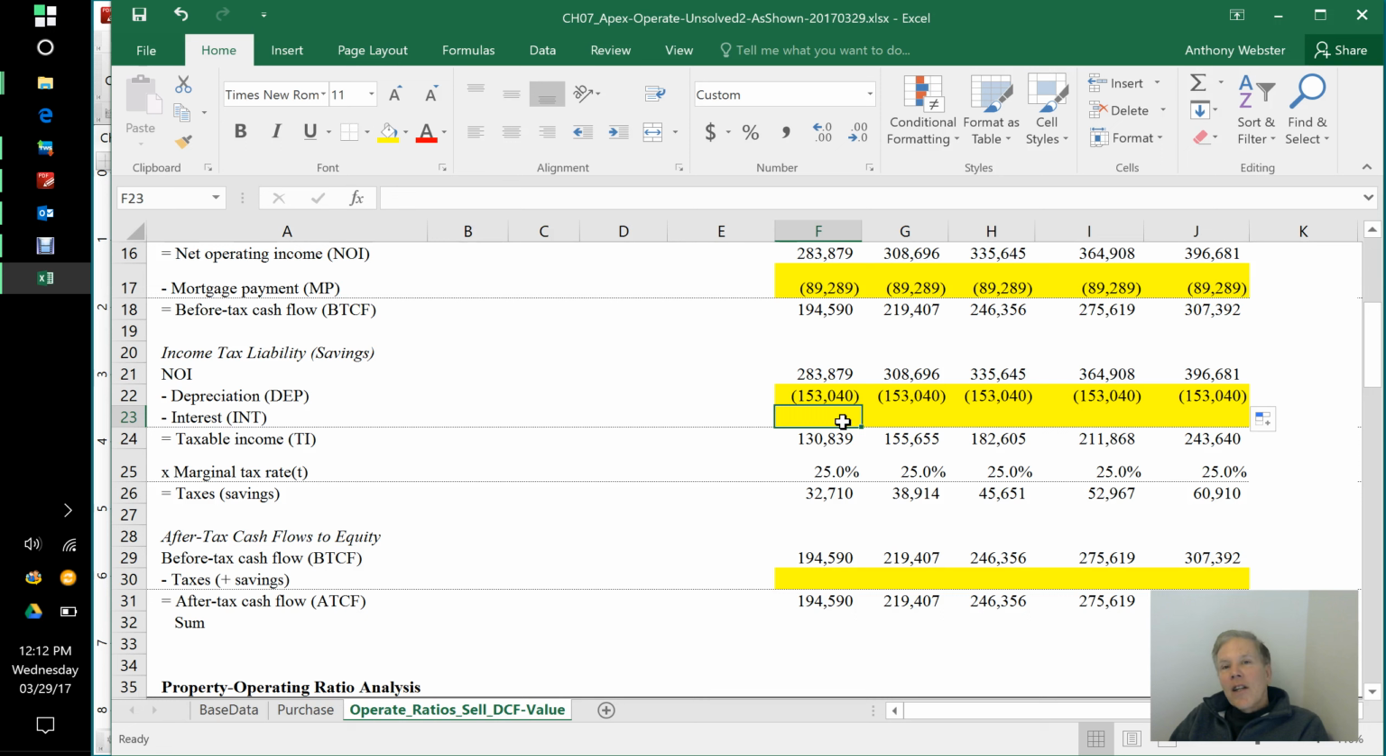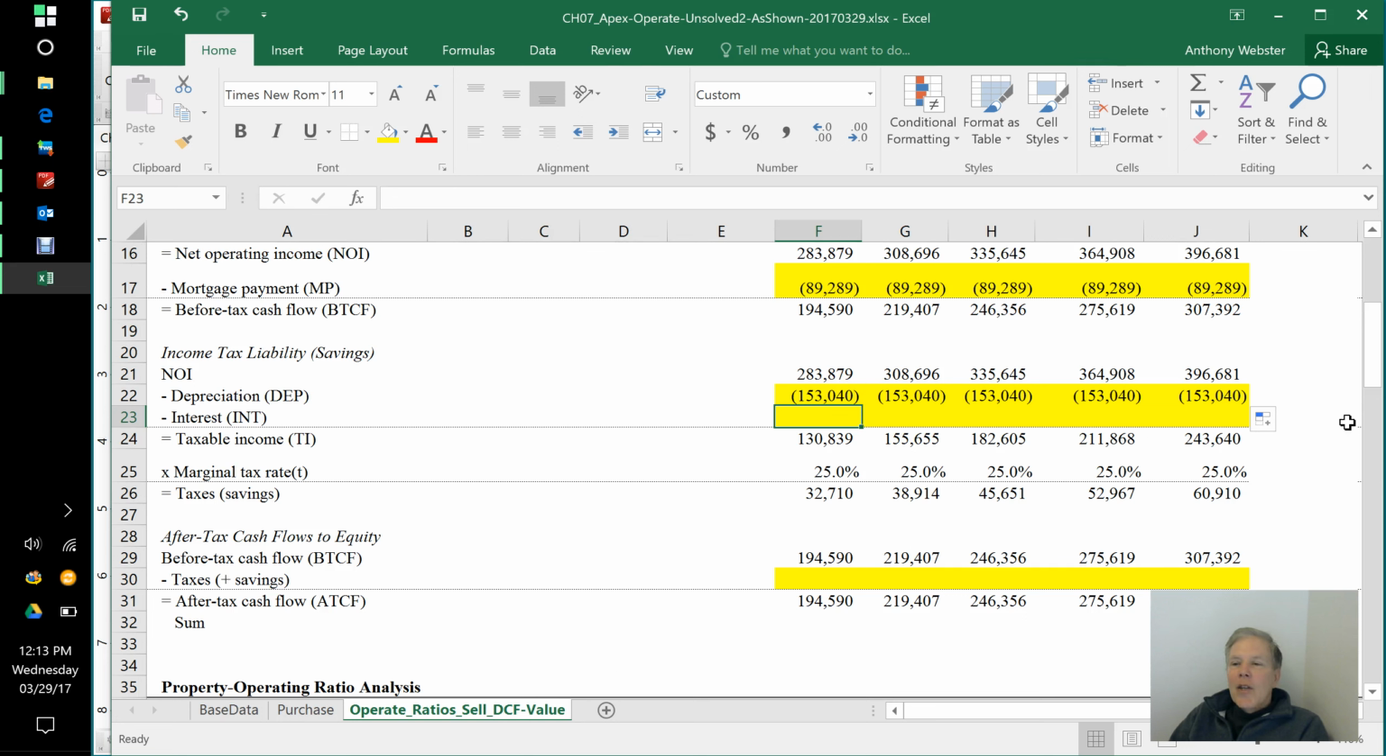Okay, now I need to get the interest payment for each year. Where do I get the interest payment? Well, I've got to go back to purchase where we worked out all of the details of the purchase and the mortgage. And I'm just going to go to that roll forward mortgage table for the owner, and that has in it the interest paid each year.